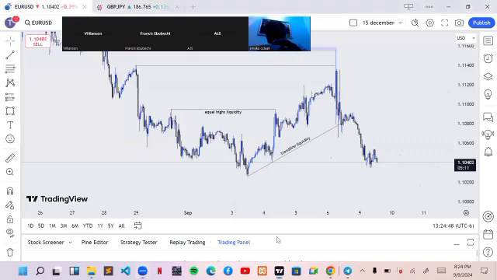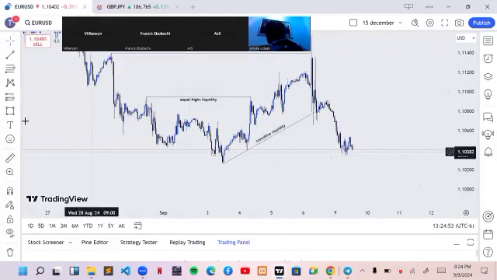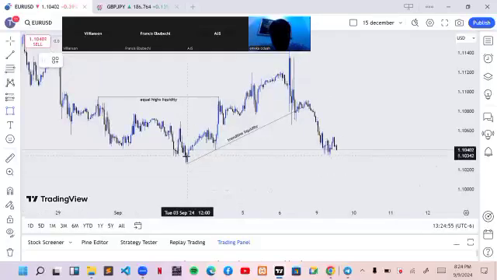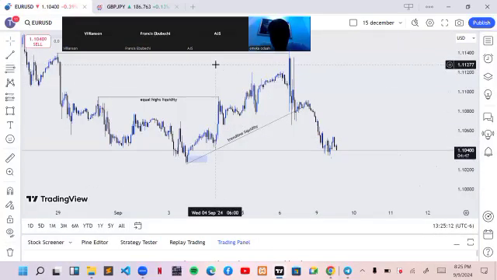And to set your SL, you set your SL below or above the invalidation zone. If I was taking my trade from this Euro USD order block, my SL would just be below that zone, slightly below the zone. Once I've identified the particular candles that I'm taking my trade off of, my stop loss is going to be below or above that zone.